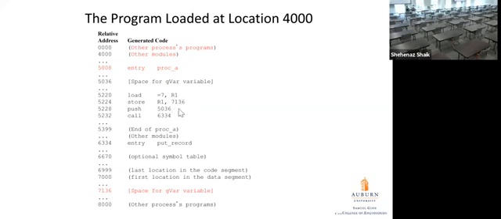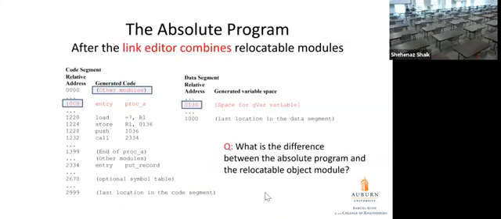So these are the actual physical addresses, assuming this program is being loaded starting from the address 4000. These addresses are referred to as the physical addresses, and these are also referred to as the absolute addresses. Not the relocatable addresses, but the absolute addresses. So that's the difference between absolute code and the relocatable object code.